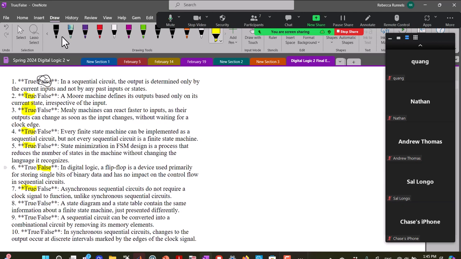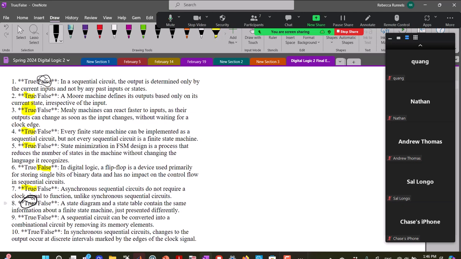A state diagram and a state table contain the same information about a finite state machine, just presented differently. And when I say state table here, I mean the first one that just has the letters in it, not the state assigned table where you start assigning bits to it, numbers. So this is just your first draft that just has the letters. Would you say that one has the same information as the state diagram? They do. It's just presented in a different way.